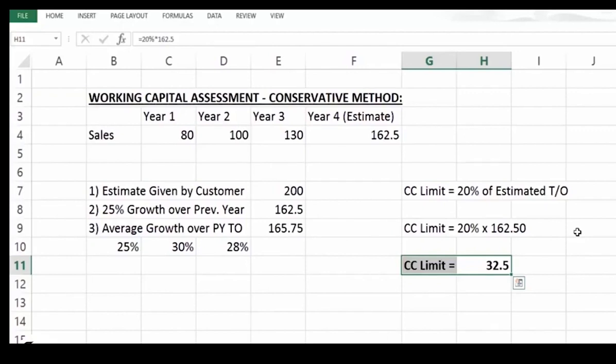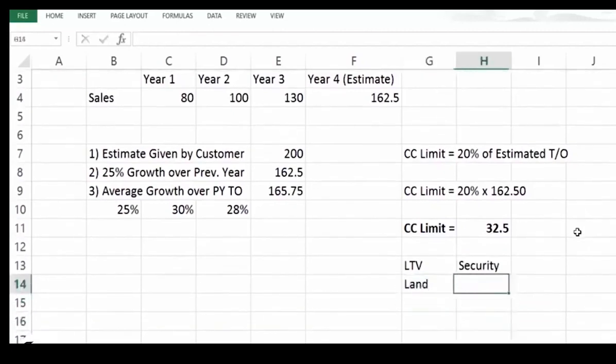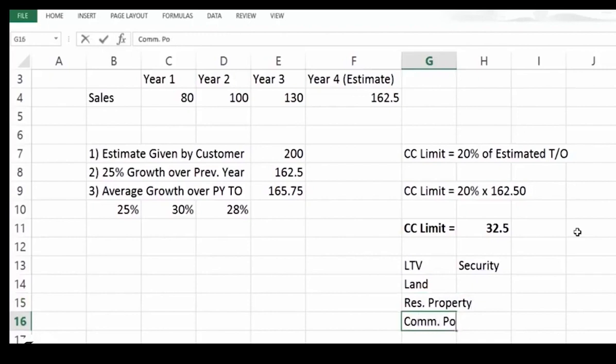And we have to ensure that if the bank is very particular about the security, then this 32.5 is adequately covered by the security. So for that, we have to look into the loan to value norms, because the banks will have something known as LTV norms, and let's say they are going to give some security. Security is something like say land. Then land means the comfort level could be very low for the bank, but if it is something like residential property or say commercial property, the comfort level will be high.